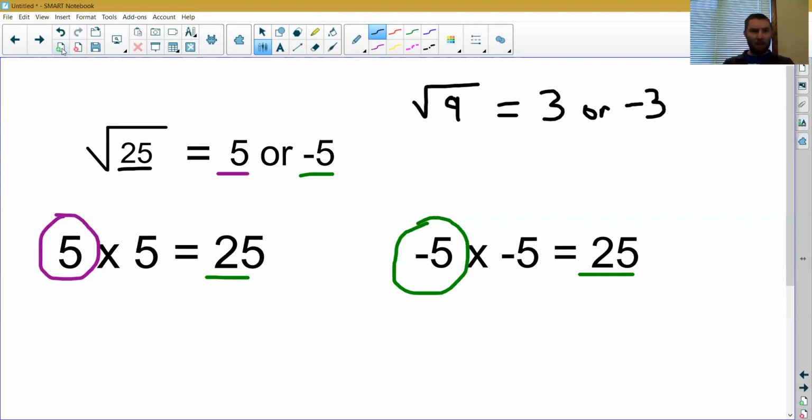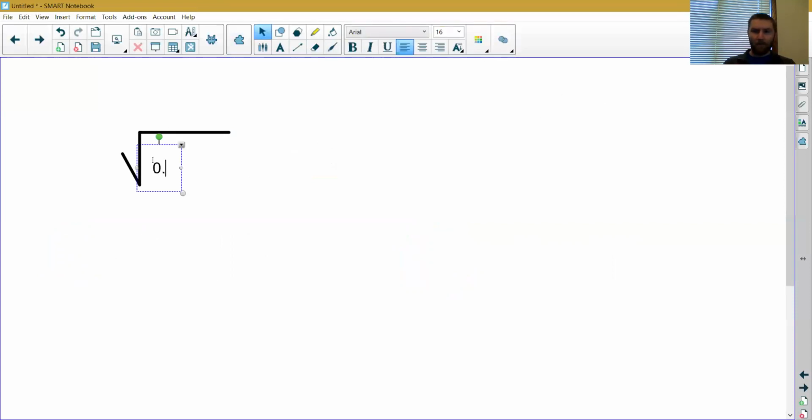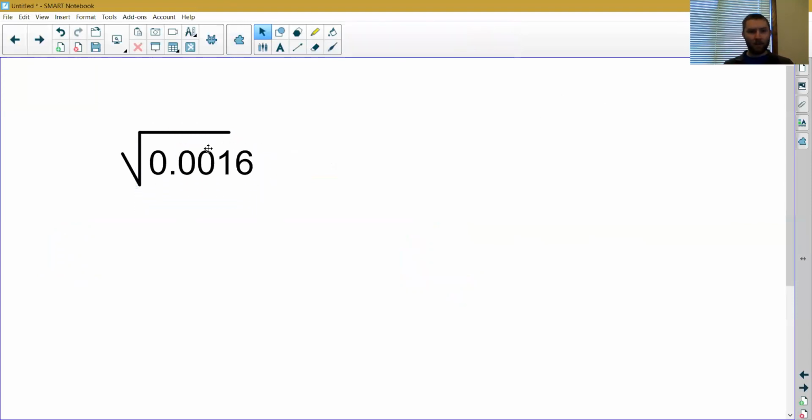Now, some of those examples are going to be ones that we don't necessarily just know right off the top of our heads. For example, you might be asked to do the square root of 0.0016, okay, some weird decimal like this. And this is something that we would do on a calculator, right? We would take the square root button on our calculator and put in 0.0016.